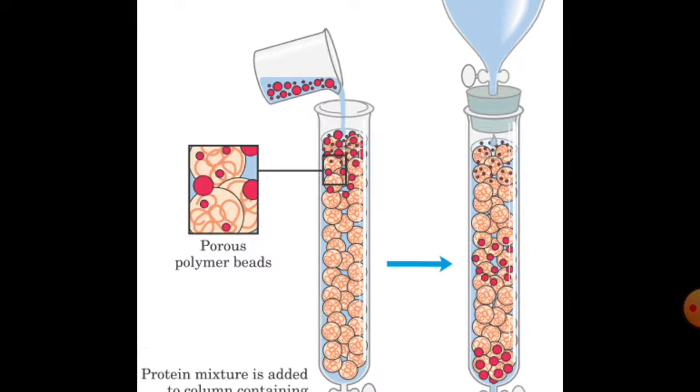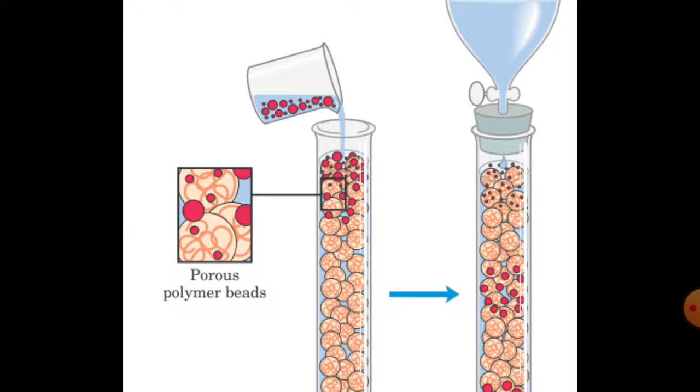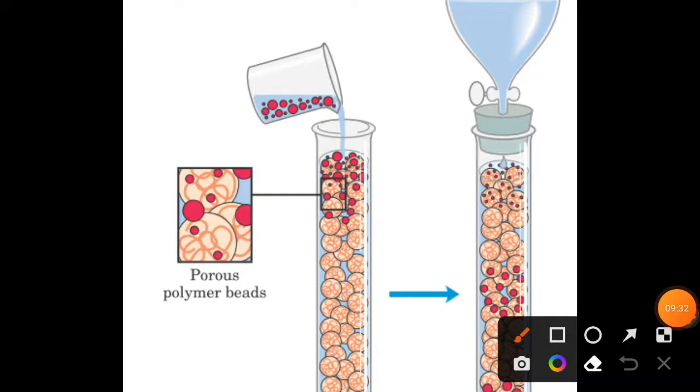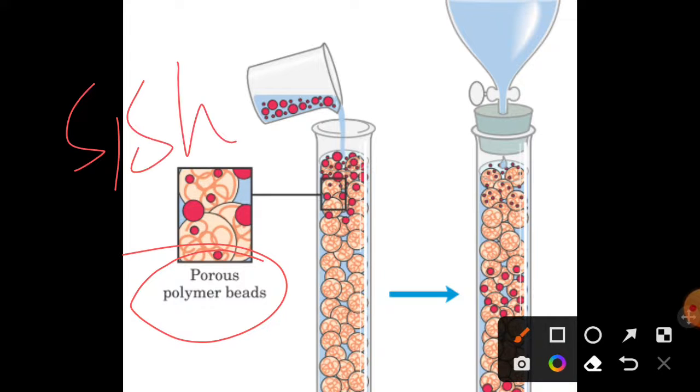Here first of all we are preparing the solid phase. The solid phase will contain porous polymer beads, okay, that is the important thing, and that is the determining factor that separates protein for us. So in size exclusion chromatography we are separating protein on the basis of size, shape and molecular weight, okay.